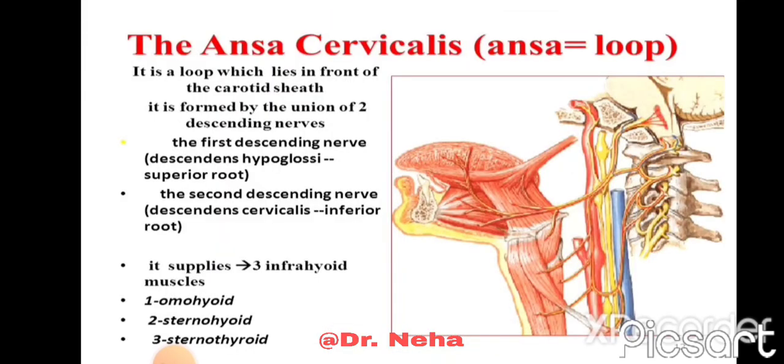The next content is the ansa cervicalis. Ansa means loop. It is a loop which is made up of cervical spinal nerves, and it is lying in front of the carotid sheath. It is formed by the union of descending nerves. First is the descendens hypoglossi, which forms the superior root, and the second is the inferior root. These are supplying the three infrahyoid muscles, that is omohyoid, sternohyoid and sternothyroid.